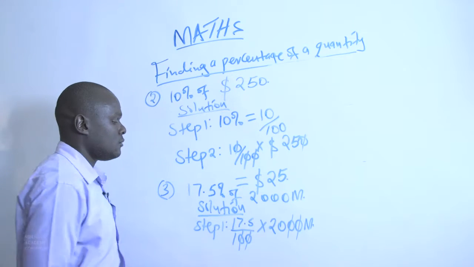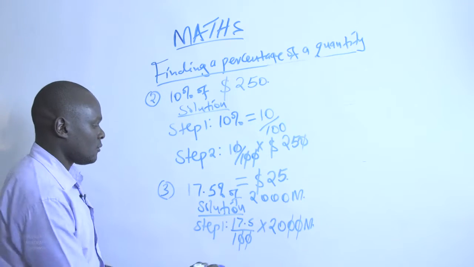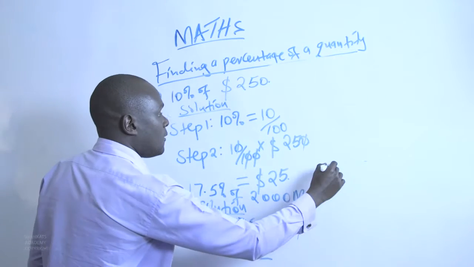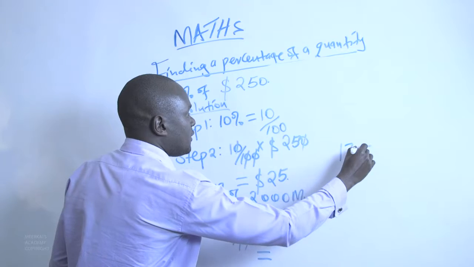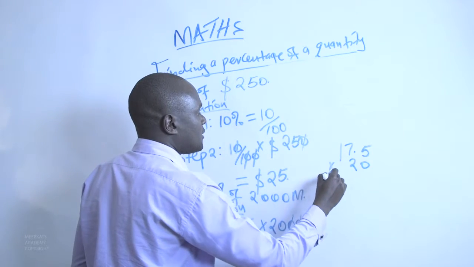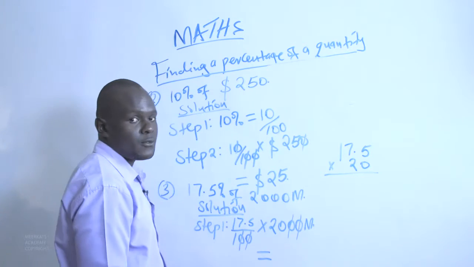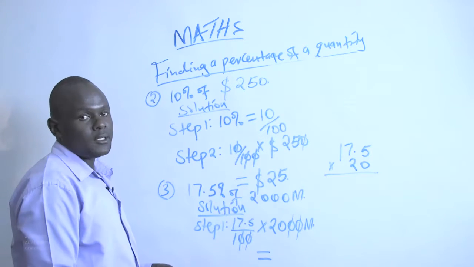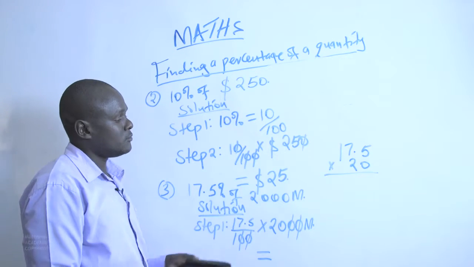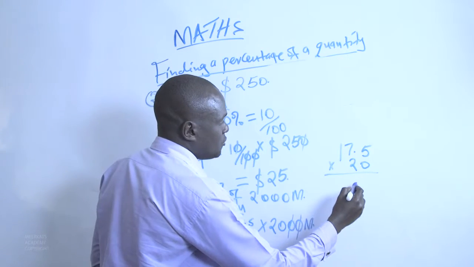When we cancel the zeros, we will get 17.5 multiplied by 20. Let us arrange the numbers in column form so that we can carry out our calculation manually. But if you have a calculator, you can use it.